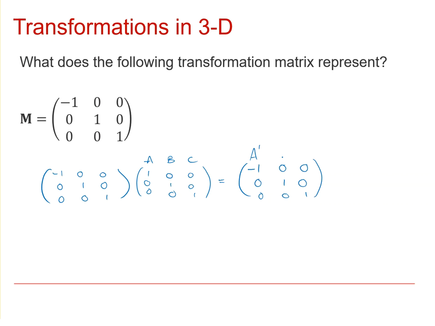So this is point A dashed, this is point B dashed, and the column there will be point C dashed. We can see in this case that B and C haven't changed, but the point A has changed under this transformation.